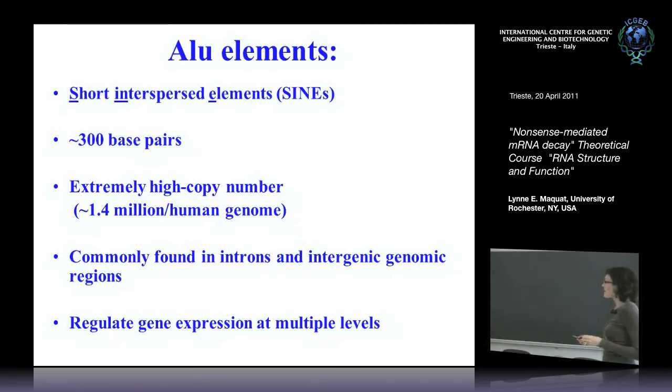What are ALU elements? They're short interspersed elements, or SINEs. They're about 300 base pairs. There are about 1.3 million copies in the human genome. They're commonly found in introns and intergenic genomic regions. They're known to, because they're AU-rich, create polyadenylation sites, create splice sites. They regulate gene expression at multiple levels, but they had yet to be shown to have function in mRNA decay.